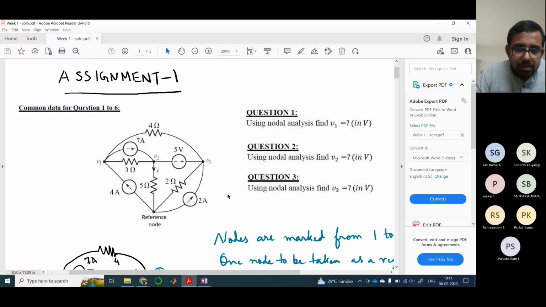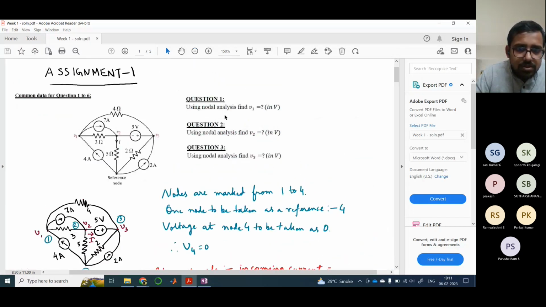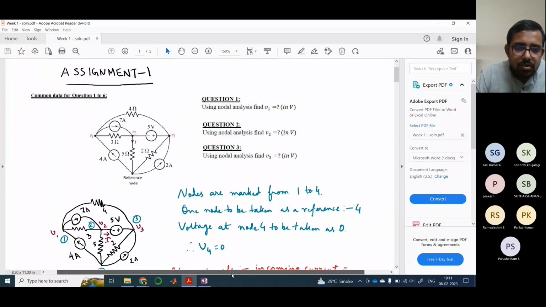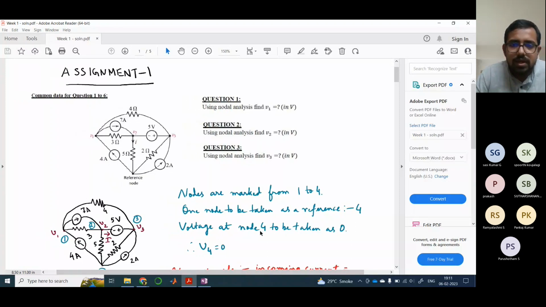I hope this is clear, and just hold on for the first question, finding out V1. Obviously, once we find out V1, we'll be able to find out V2 and V3. After that, you may ask the doubt you have. So just hold on for that. You may raise your hand, and then you may ask your doubt.